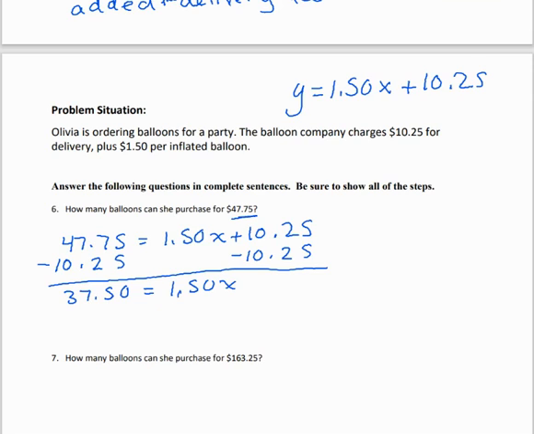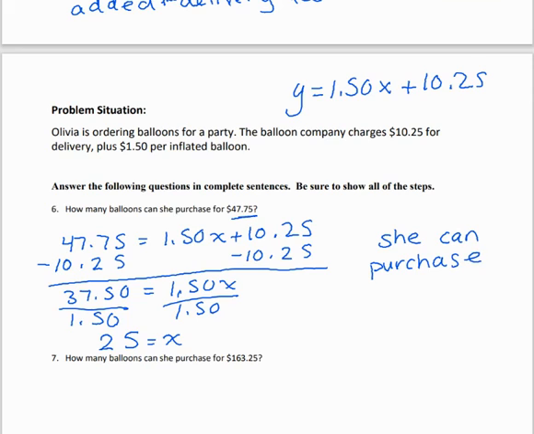So then we divide through by 1.50 and we get 25 equals x. So that means how many balloons can she purchase? She can purchase 25 balloons.